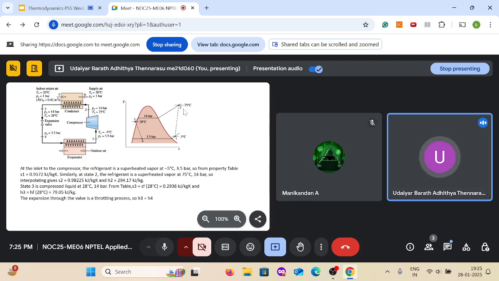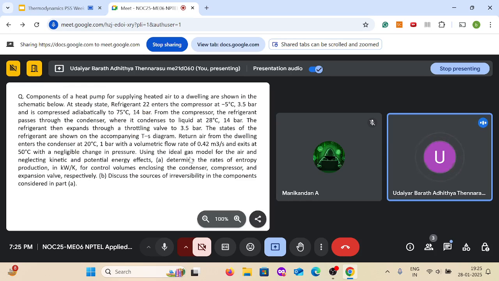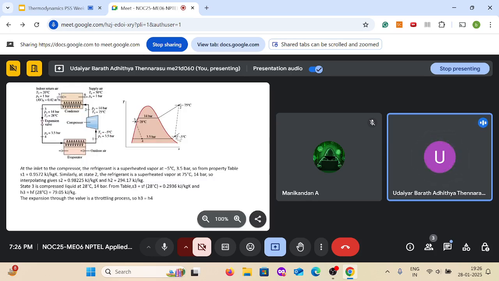Then state 2 is at 75 degrees Celsius and 14 bar. Then there's a constant pressure heat rejection in the condenser, and you are coming out at 28 degrees Celsius and 14 bar, and then you are expanding in the valve, which is 3 to 4, and 4 to 1 is again in the evaporator. But here we don't need to consider the evaporator. So the only idea is to look at the compressor, condenser, and valve.